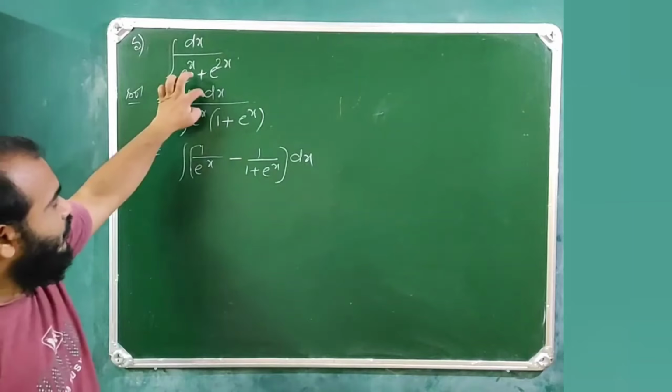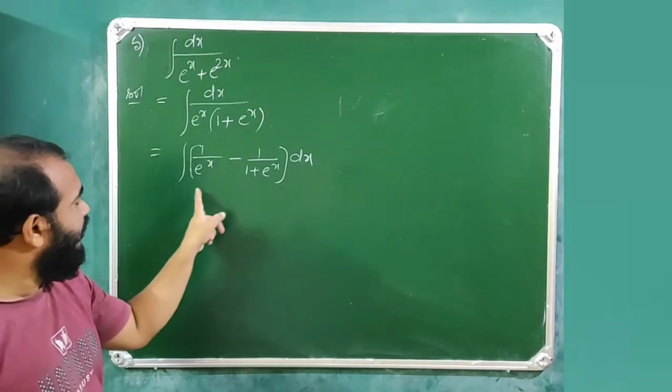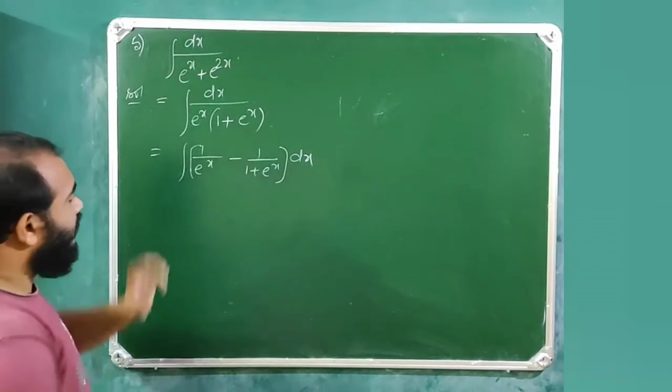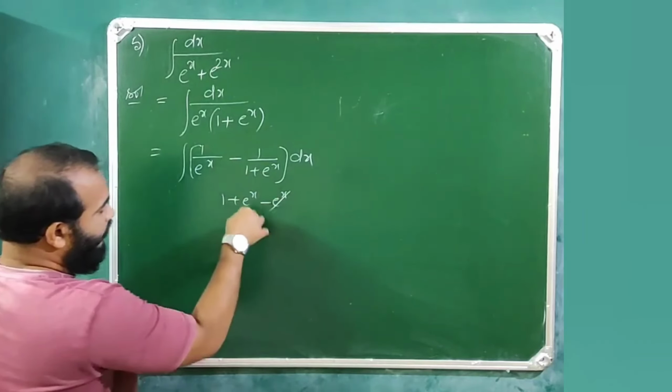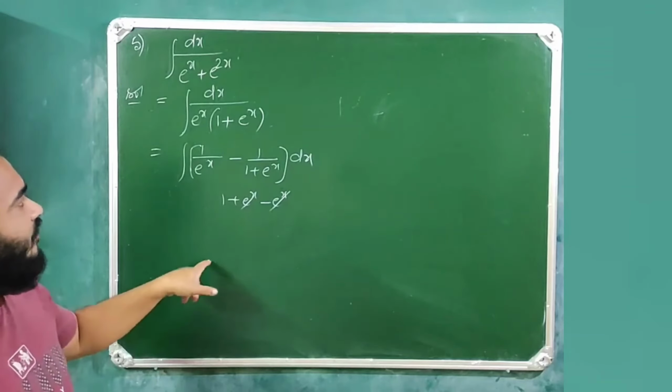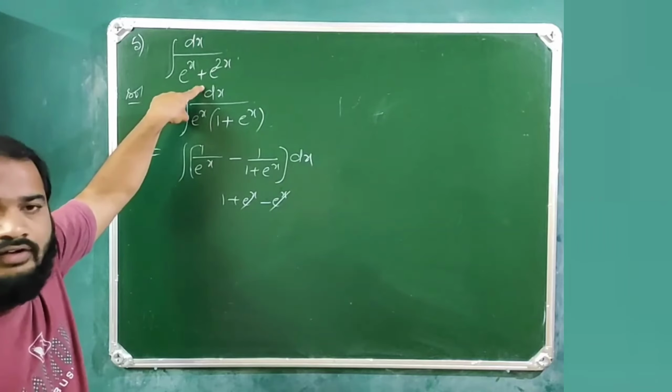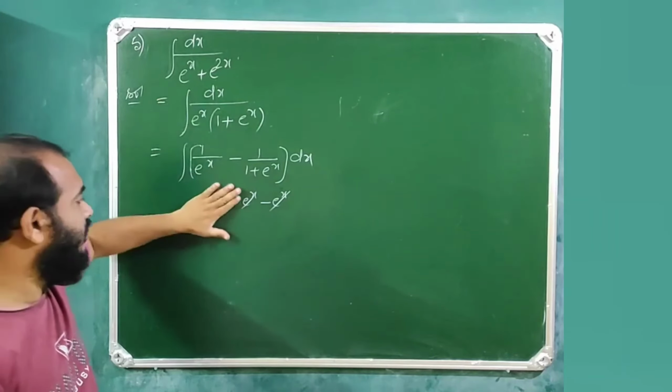I have written this to be this. So the LCM is e power x into 1 plus e power x. Then 1 plus e power x minus e power x, e power x gets cancelled. So we are left with 1 in the numerator.